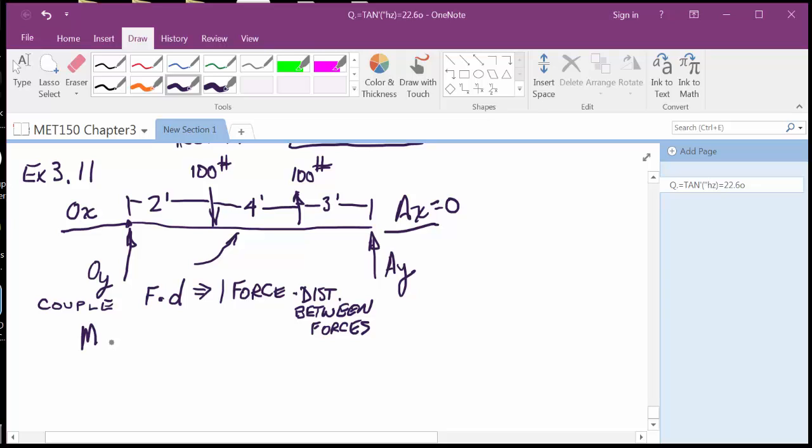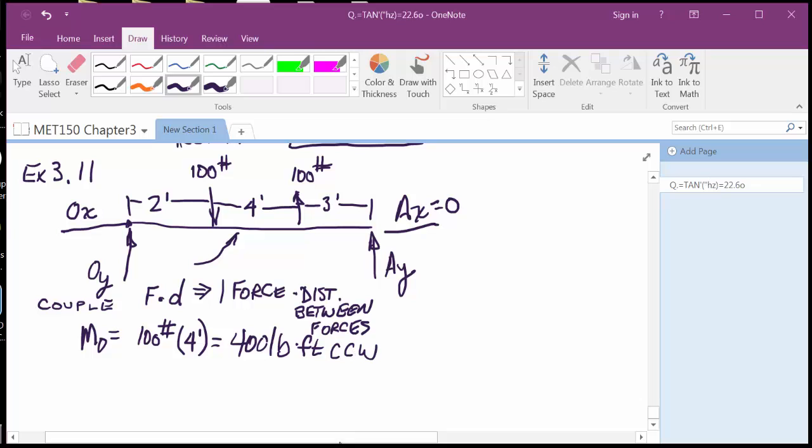So the moment here, and you can say at O or A, either one. But the moment at O, if you use the couple, is just 100 pounds times 4 feet. And that's 400 pounds-feet. And that is doing what? Counterclockwise.